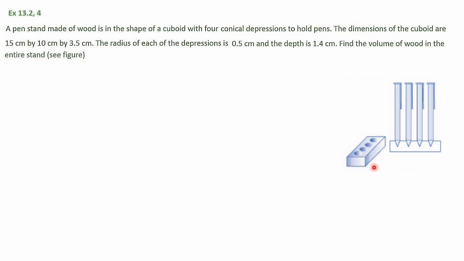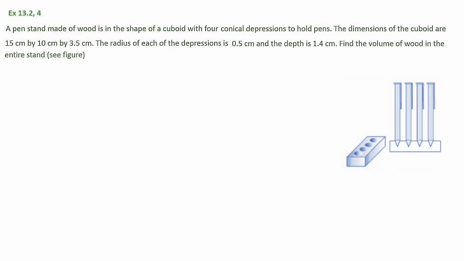So here there is a cuboidal shape and there are 4 conical depressions. 1, 2, 3, 4. Depression, as we have already learned in the previous exercise, means the particular shape is removed from the cuboid. So the 4 cones, 1, 2, 3, 4, are removed from the cuboid. That is the way the pen stand is made.